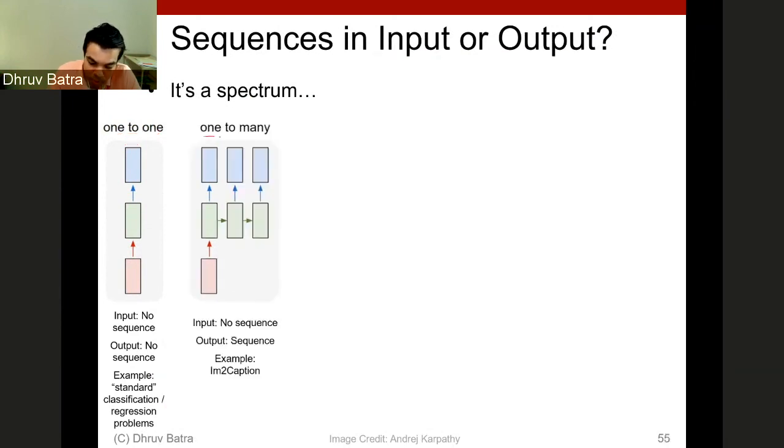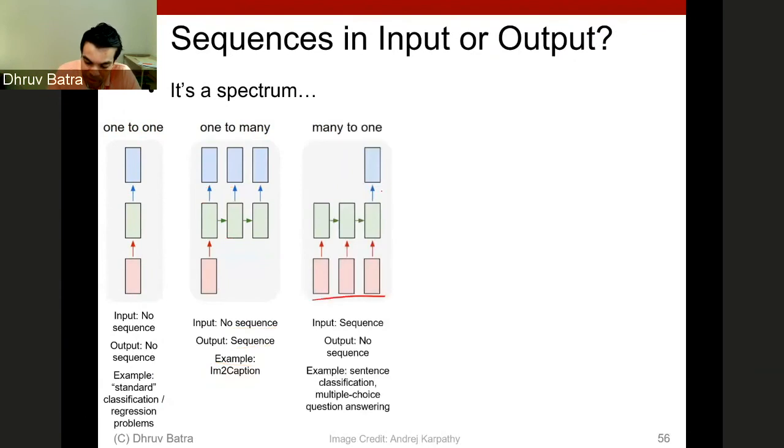The one-to-many case is where there is no sequence in the input, but there's a sequence in the output. These green boxes are our hidden representations. Red is input, blue is output. So there's a Y1, Y2, Y3, if you will. Think of this as image captioning, where X is an image and Y is a sequence of tokens that we're producing, describing a sentence for an image.